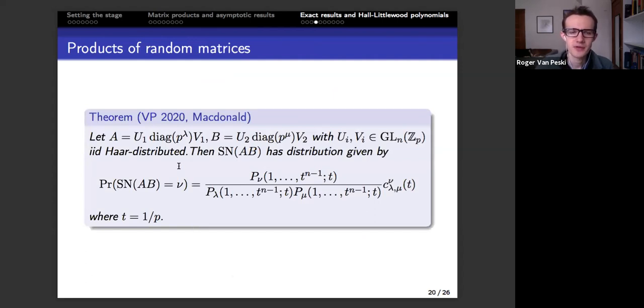And the result that underlies this whole business that I talk about today is the fact that this Hall-Littlewood randomized convolution of lambda and mu is exactly the same as what you get if you take random p-adic matrices with singular numbers lambda and mu, which have distribution given here. This is the same as saying that they're invariant under multiplication by GL_n(Z_p). So it's the same as if you take these two random matrices and multiply them together and look at the singular numbers of their product, where here t is set to be 1 over p.